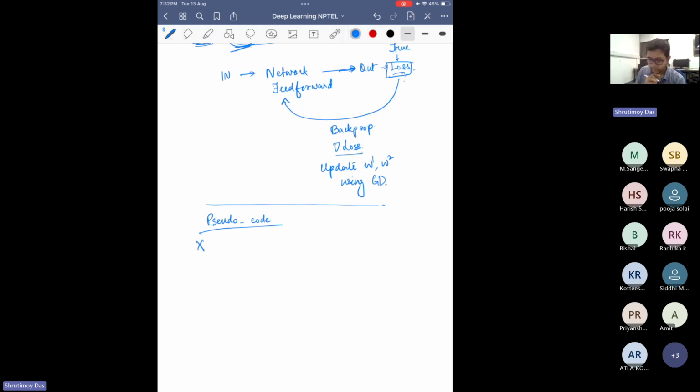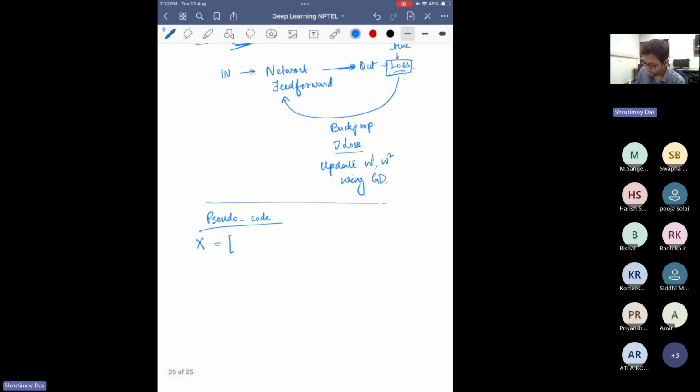So suppose I say this is my data set, and I have, say, three data points. I have x1, x2, x3. I have 3 data points and I have their corresponding labels. I have y1, y2 and y3. So these are the labels.